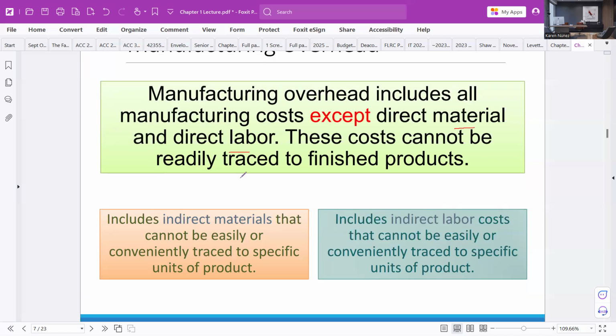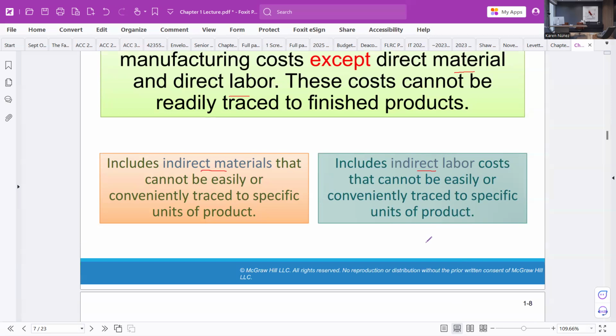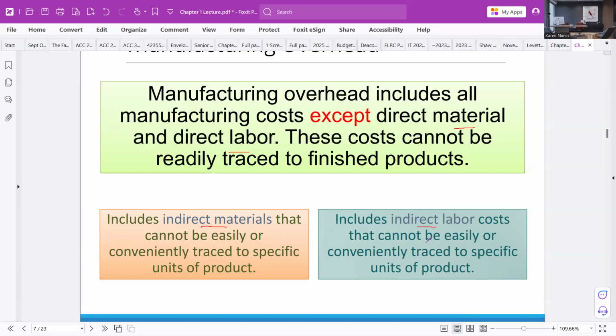And it's not traceable. Those indirect materials, they're not traceable, not easily or conveniently. And so we choose not to. The indirect labor, like the supervisor example I gave you, that's not traceable. It's not easily or conveniently traced to the cost object or to the product. So we only have three categories of manufacturing costs. Two of them are direct, the direct materials and the direct labor. They are traceable to the cost object, to the product. Manufacturing overhead is related to manufacturing, but it is not traceable to the cost object.